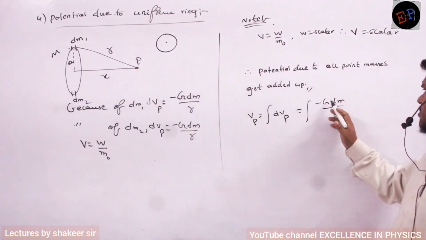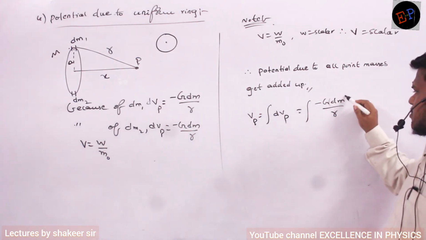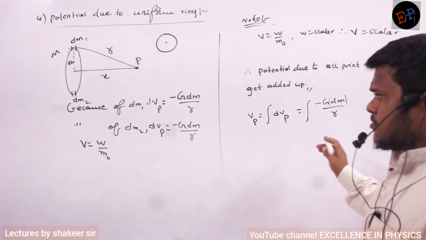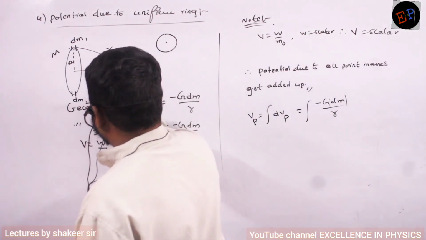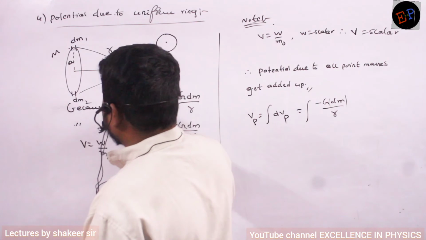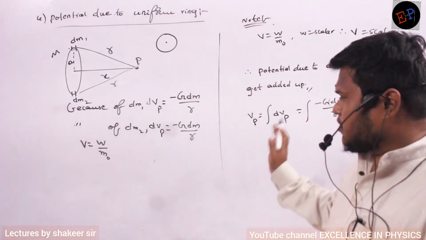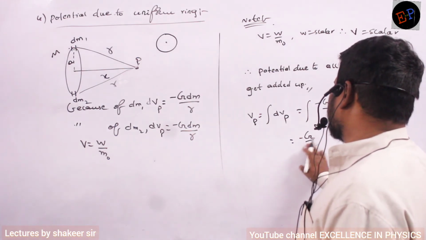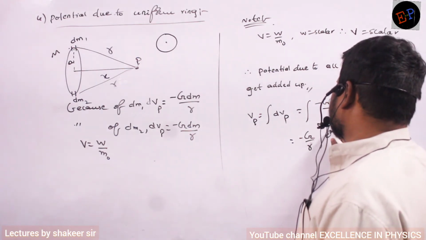Now three terms are there. First term, second term, third term. Out of them, which is a constant, which is not a constant? G is a constant, r is also a constant. For every dm, distance remains to be r only, no? Okay? Therefore, r is also a constant. So take them out of integration. So minus G by r, integration of dm.